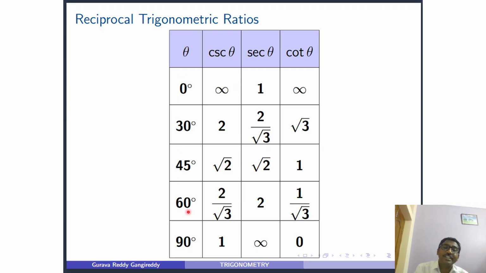For theta equal to 60 degrees, cosecant 60 degrees equal to 2 by root 3, secant 60 degrees equal to 2, cot 60 degrees equal to 1 by root 3. For theta equal to 90 degrees, cosecant 90 degrees equal to 1, secant 90 degrees is undefined, cot 90 degrees is 0.